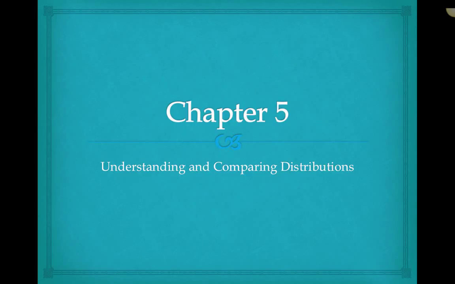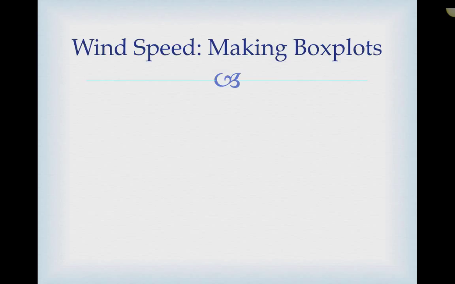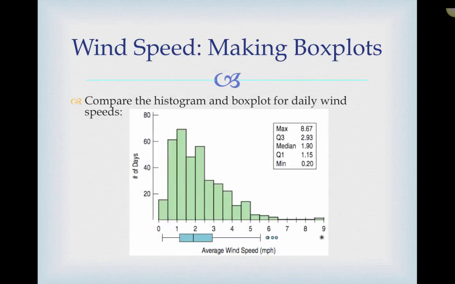Chapter 5 is about understanding and comparing distributions. What we're going to focus on now is just comparing distributions. The example that we're going to be using throughout this lesson is about the average wind speed over the course of a year. So we're starting with a histogram and a box plot of the exact same data.